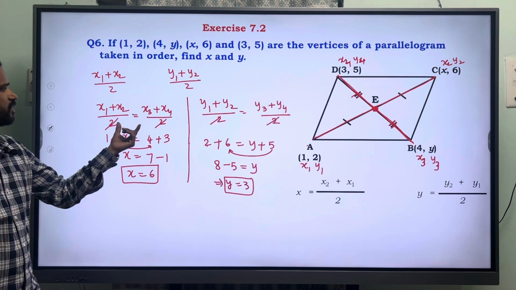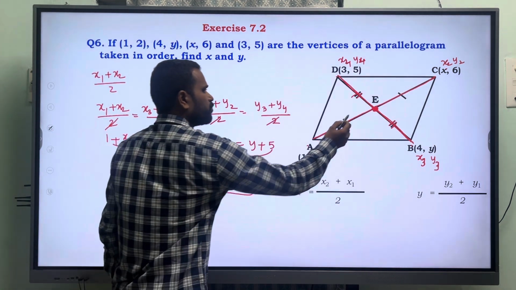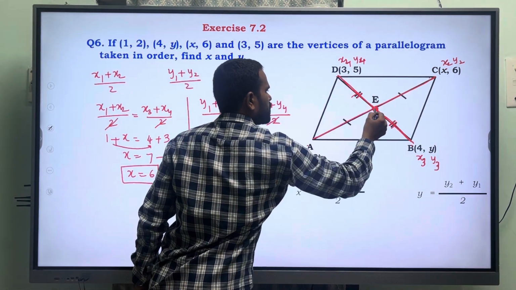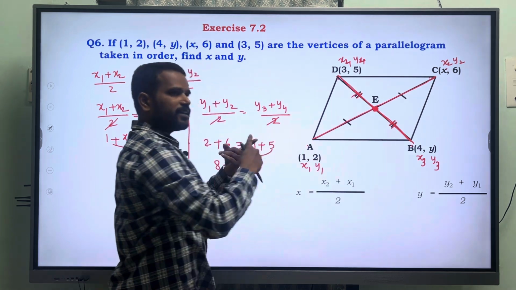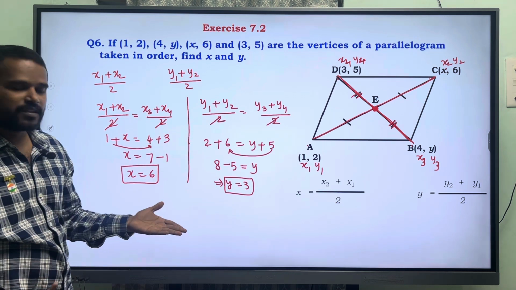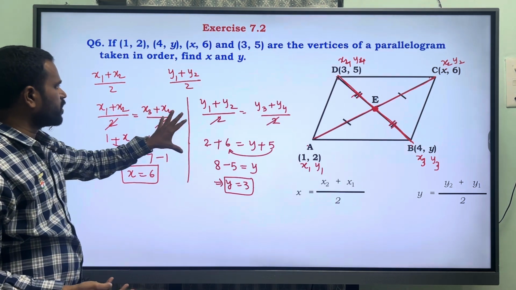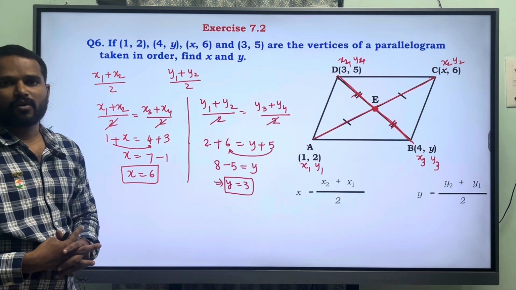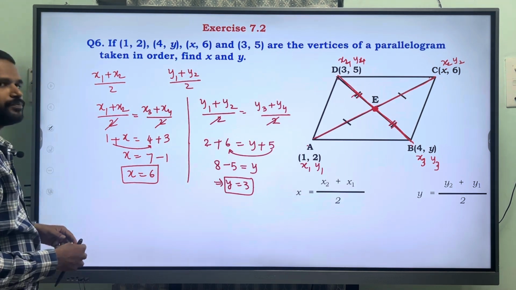Why have we taken this one equal? Because both the midpoints are here only, they are intersecting at the common point. So the point is the same, so the coordinates should also be the same. So this coordinate and this coordinate should be equal. That's why we have taken it like this.